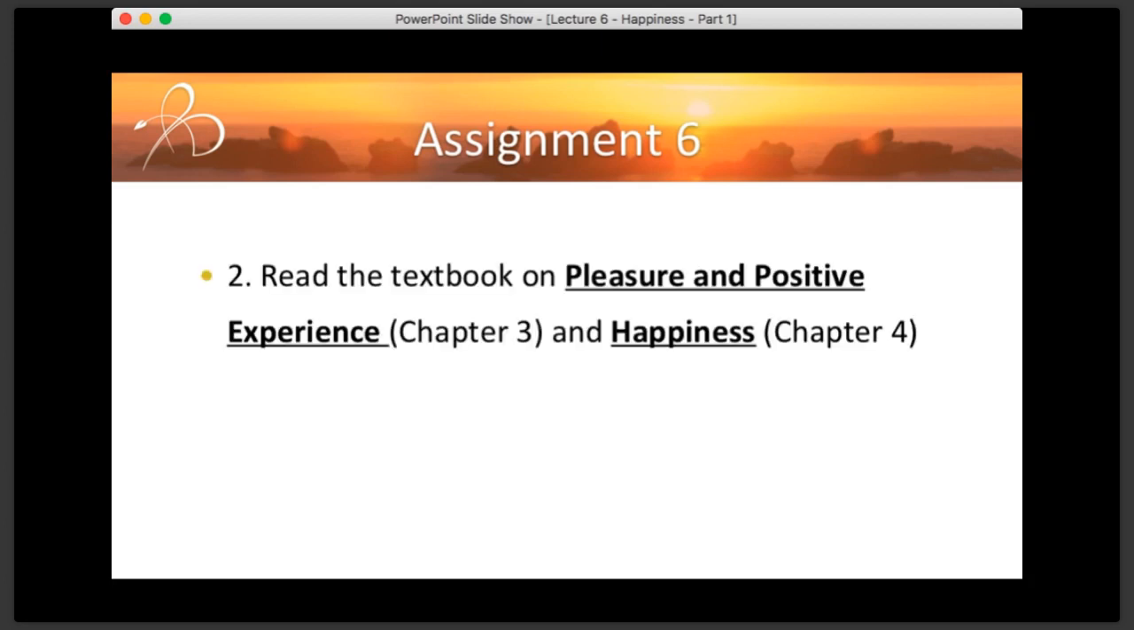The second part of assignment 6 is to read the textbook on pleasure and positive experience and happiness. That's chapters 3 and 4.